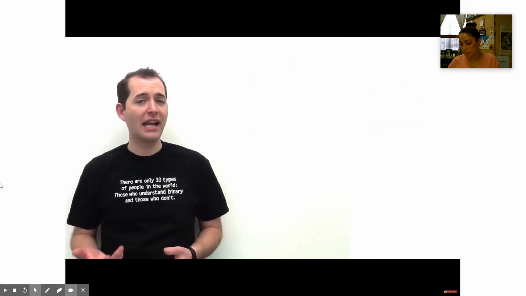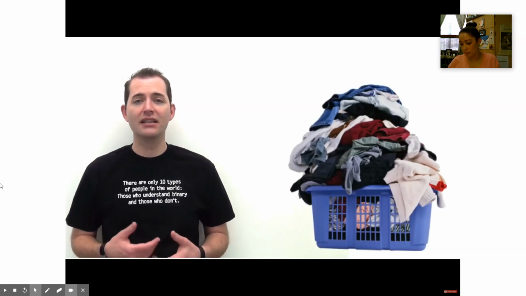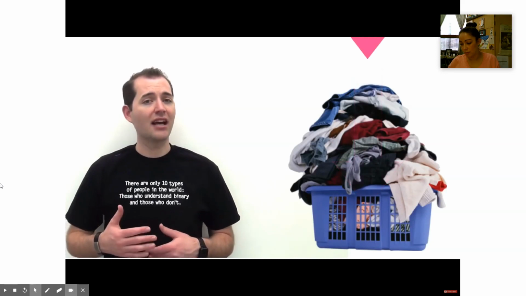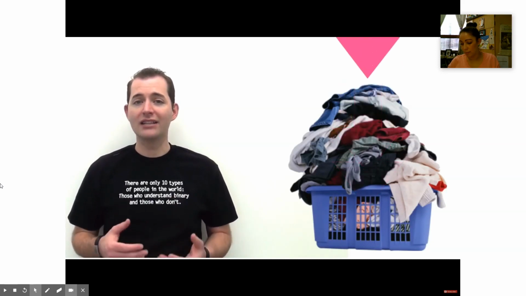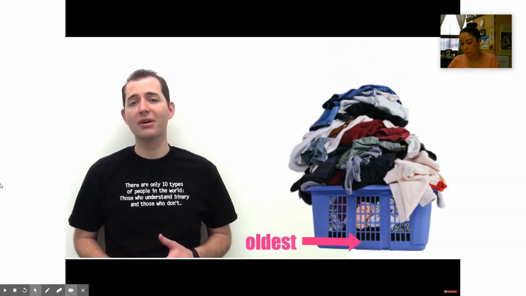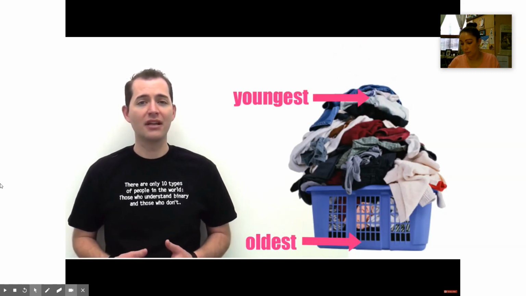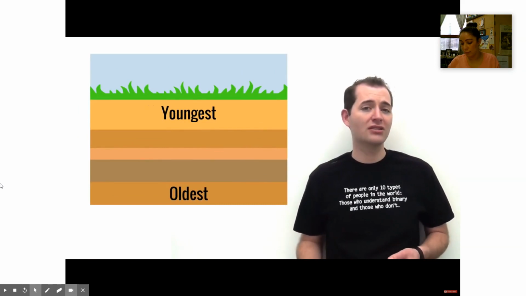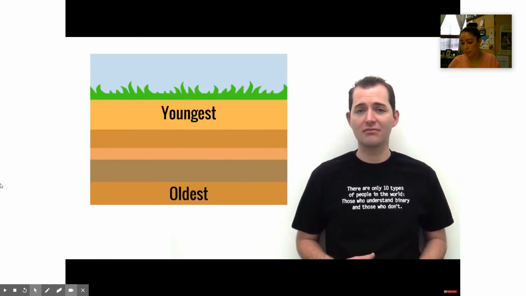We can compare this to an analogy of a laundry basket. Each day as you add dirty clothes to that laundry hamper, the layers stack one on top of the other. And as long as this stack is not disturbed, the oldest clothes will be on the bottom and the youngest will be on the top. The same is true with any undisturbed rock sequence. The oldest rocks are on the bottom and the youngest are on top.